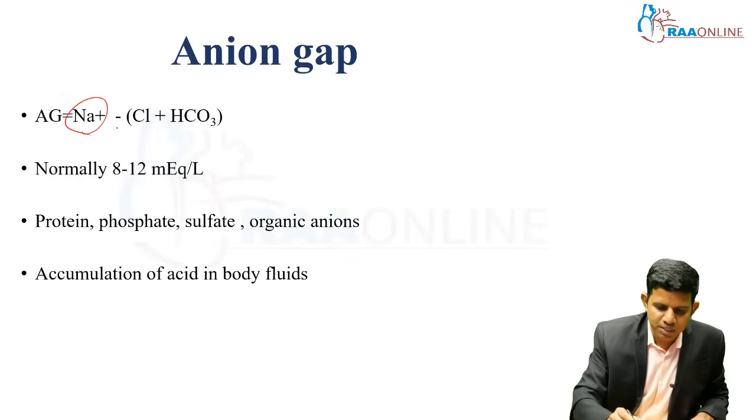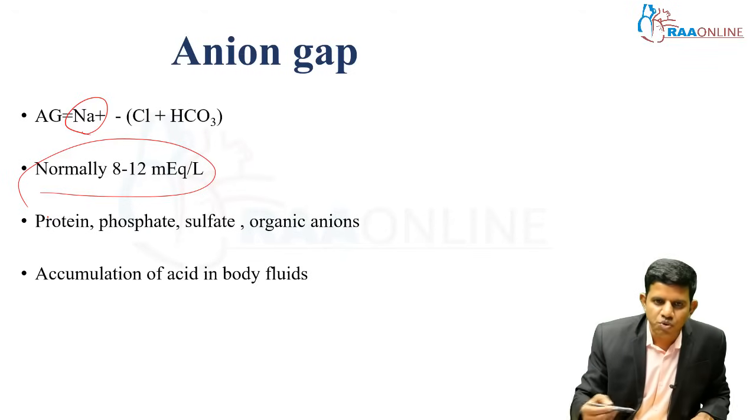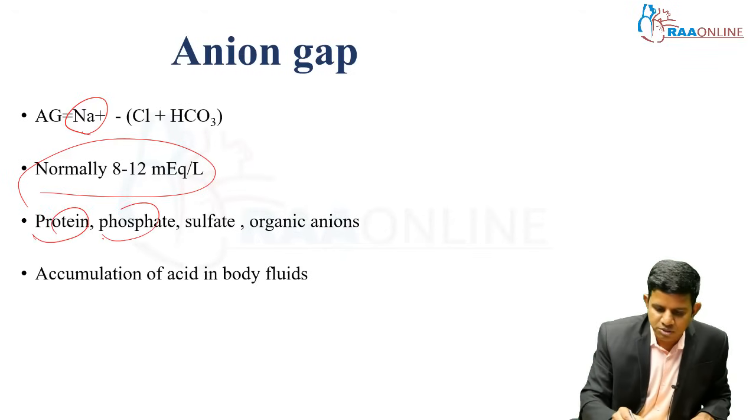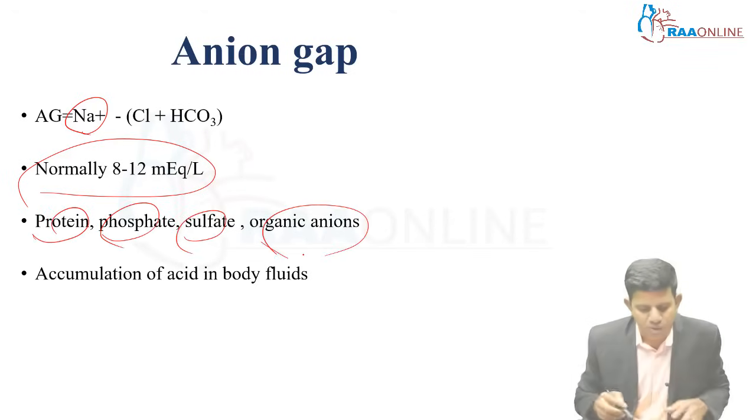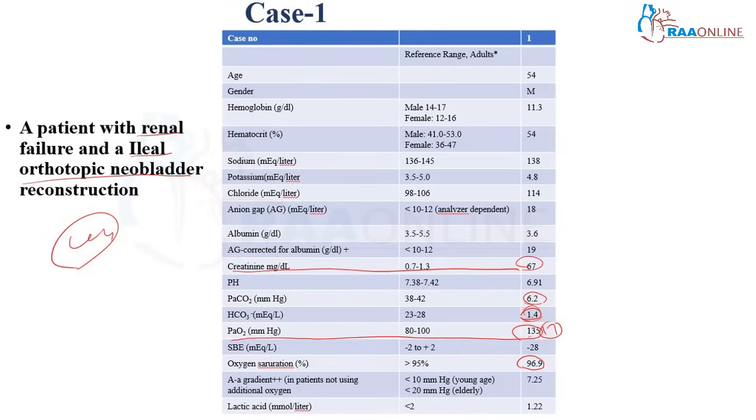It is sodium minus chloride plus bicarbonate. The normal value is 8 to 12. If it is more than that, it may be due to protein, phosphate, sulfate, or organic anions that are accumulated in the body. So, there are two ways. The first step is you have to look at pH, PCO2 and the standard base excess.